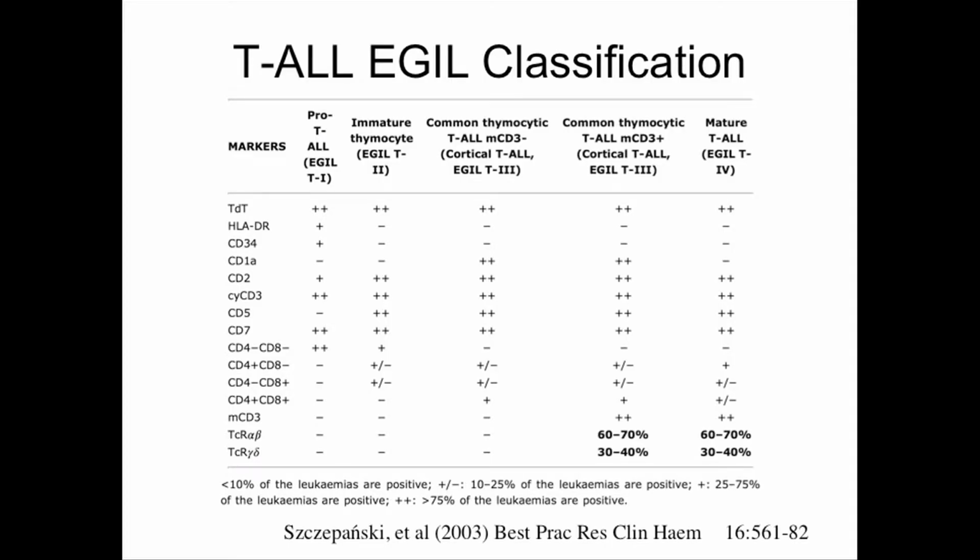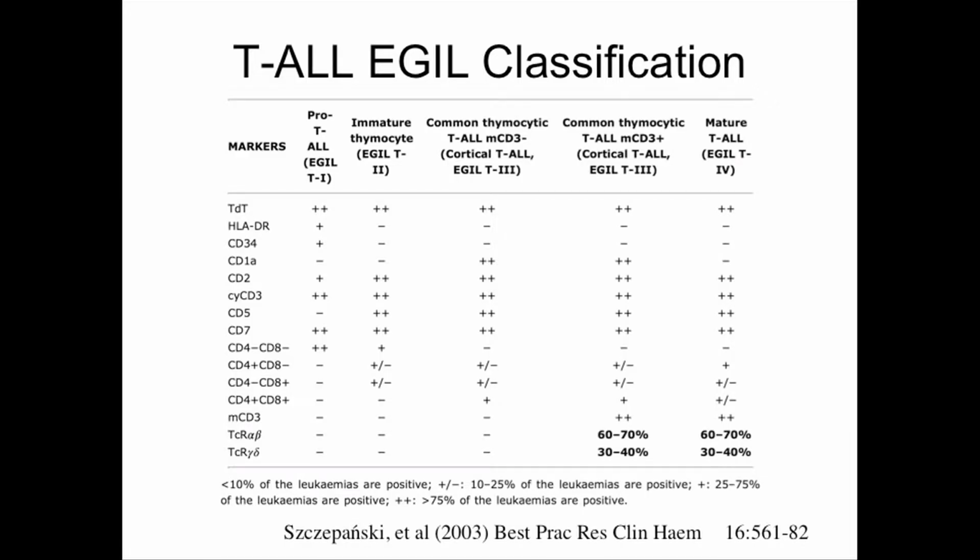This is probably the most widely used one from the EGIL group, dividing TALL into relatively more immature subsets on the left, more intermediate stage of differentiation called common thymocyte TALL in the center, and more mature subsets of TALL on the far right. And there are immunophenotypic differences that you can see that help to categorize these patients into these different subsets. This is an example of a case of TALL showing expression of T-cell associated antigens like CD2, 5, and 7, but importantly, co-expression of both CD4 and 8, and co-expression of CD1a, which are the hallmark of the common thymocyte subset of TALL. So one can use this immunophenotypic classification to assign the patient to that particular subset of disease.